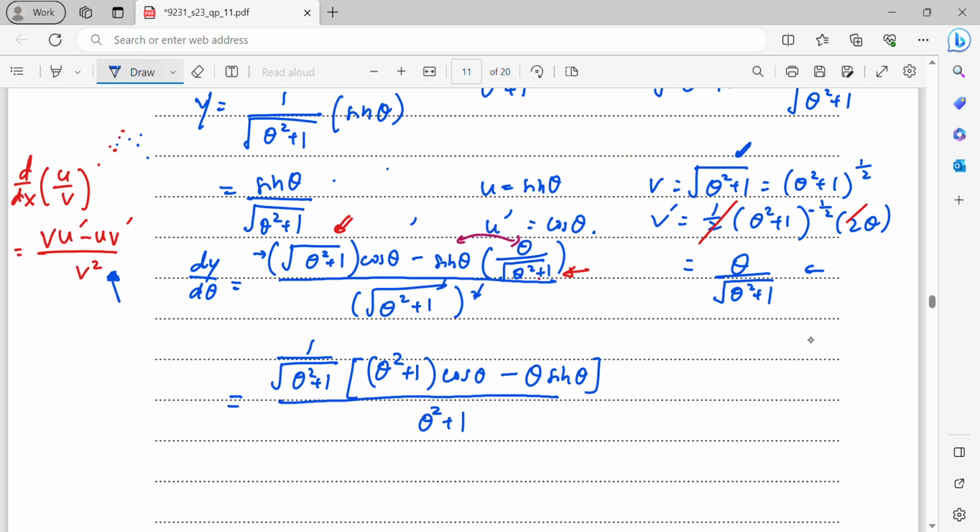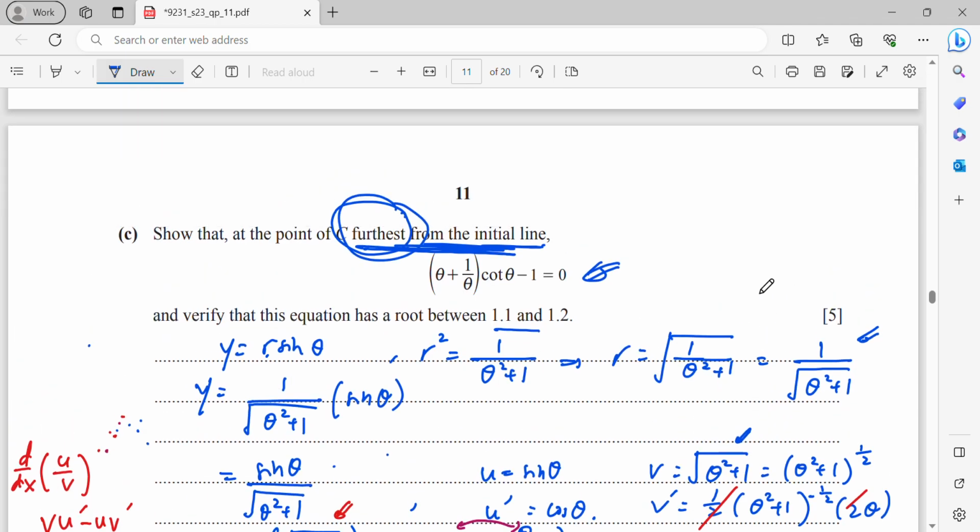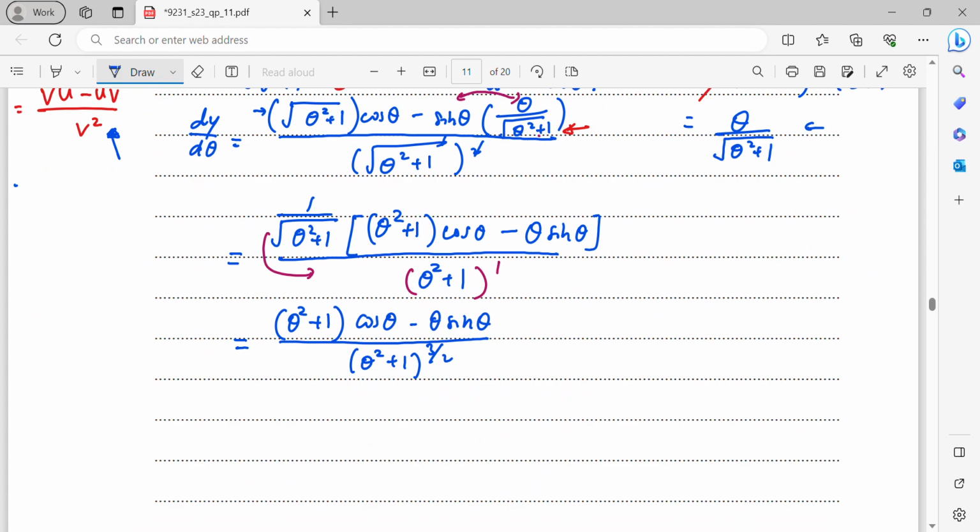At last, this square root can be brought down. So the square root is actually power half. Power half together with this power 1 becomes power 3 over 2. So I will get theta squared plus 1 times cos theta minus theta sine theta over theta squared plus 1 to the power of 3 over 2. Now, because furthest means maximum distance, maximum vertical distance means that dy d theta is 0. So when dy d theta equals 0, my numerator equals 0.